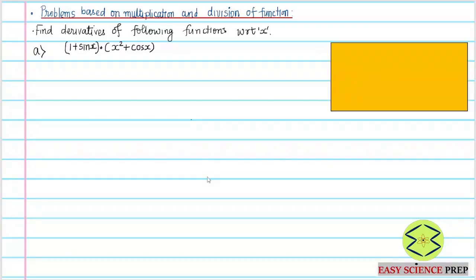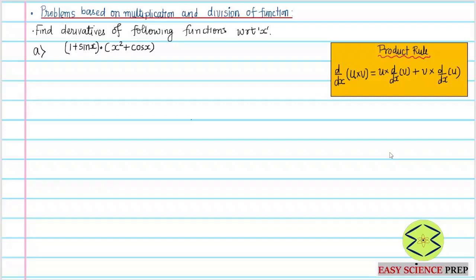Before going for the problem, let me remind you the multiplication rule, or product rule. What does the product rule say? The derivative of u times v is u times the derivative of v plus v times the derivative of u. So if you have two functions that are multiplied, the derivative of their product is given by the first times the derivative of the second function plus the second times the derivative of the first function. If you follow this rule, you will be able to easily find the derivative of a product of two functions. Let me show you the procedure, how to solve this.